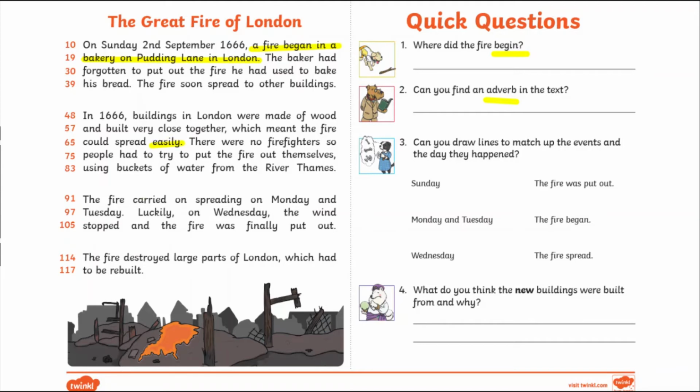So now I'm going to read the sentence to check, because we know that sometimes ly words are not adverbs. We have to be careful. Words like lovely end in ly, but they are actually adjectives. So let's read the sentence. I'll go back to the beginning of the sentence here. In 1666, buildings in London were made of wood and built very close together, which meant the fire could spread easily. So easily is an adverb because it's describing the word spread.